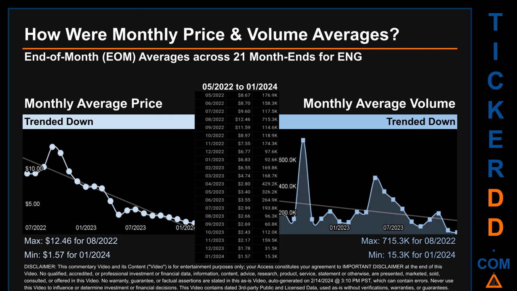The maximum end of month average price was $12.46 for 08/2022, while the minimum was $1.57 for 01/2024. Looking at volume, 08/2022 and 01/2024 respectively saw the highest and lowest monthly average volume at 715.3 thousand and 15.3 thousand.